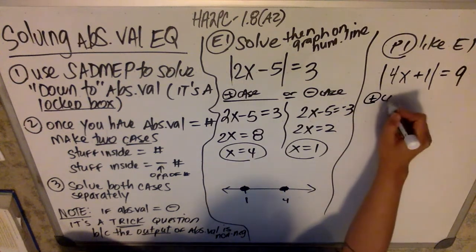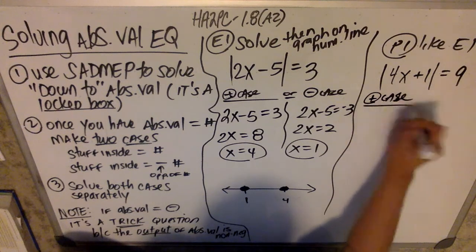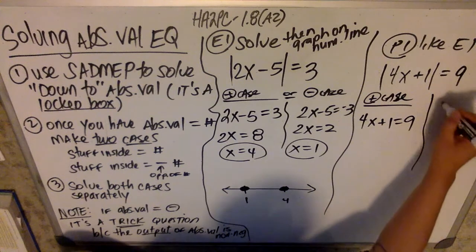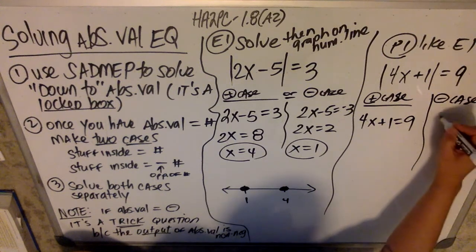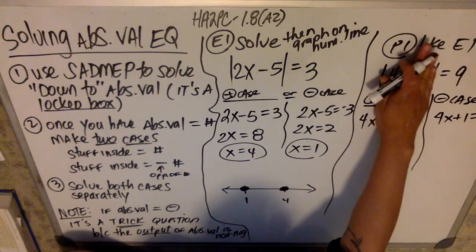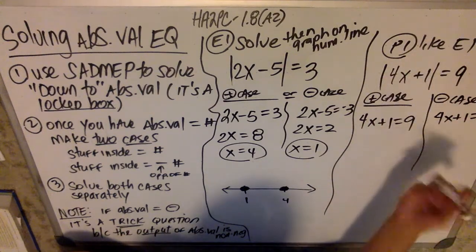So when I make my positive case, the stuff inside the absolute value, 4x plus 1 equals 9. If I do my negative case, the stuff inside the absolute value, 4x plus 1, is a negative 9, right? Because again, what's under my hand could be either a 9 or a negative 9. And then I go ahead and solve by SADMAP.